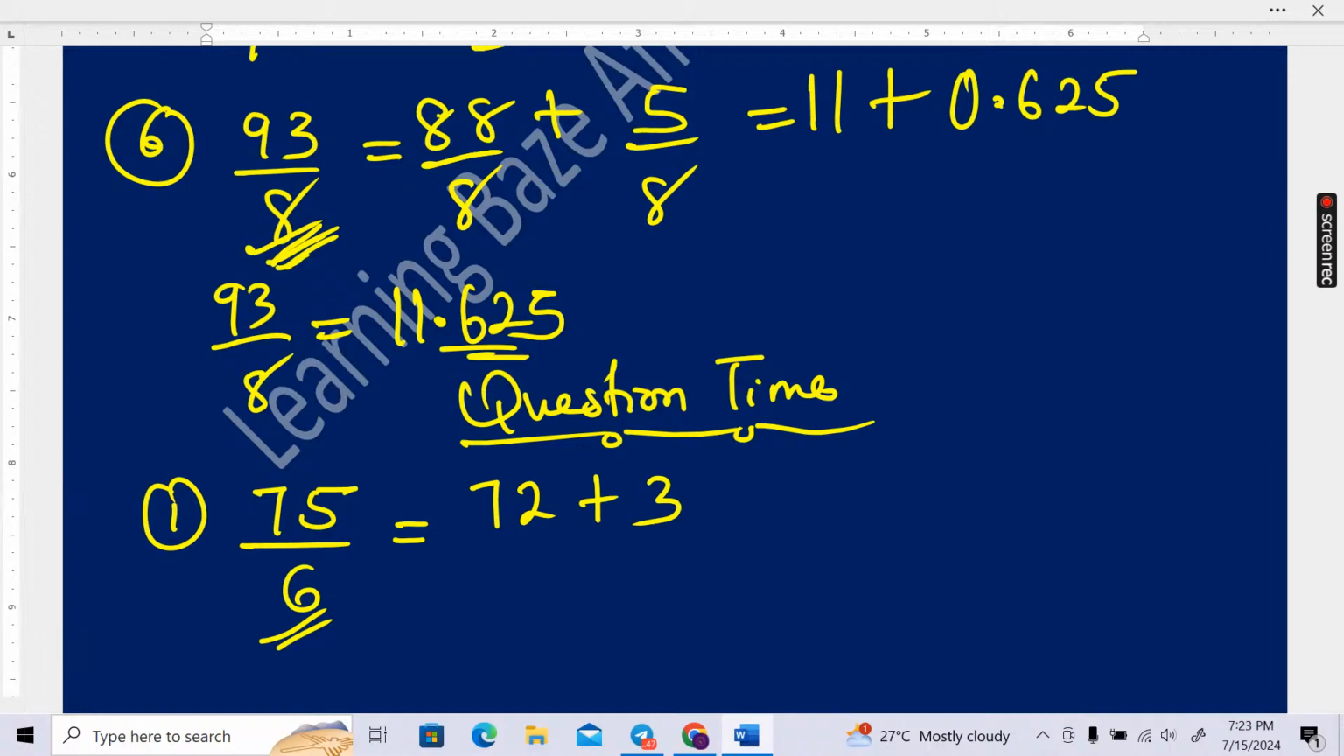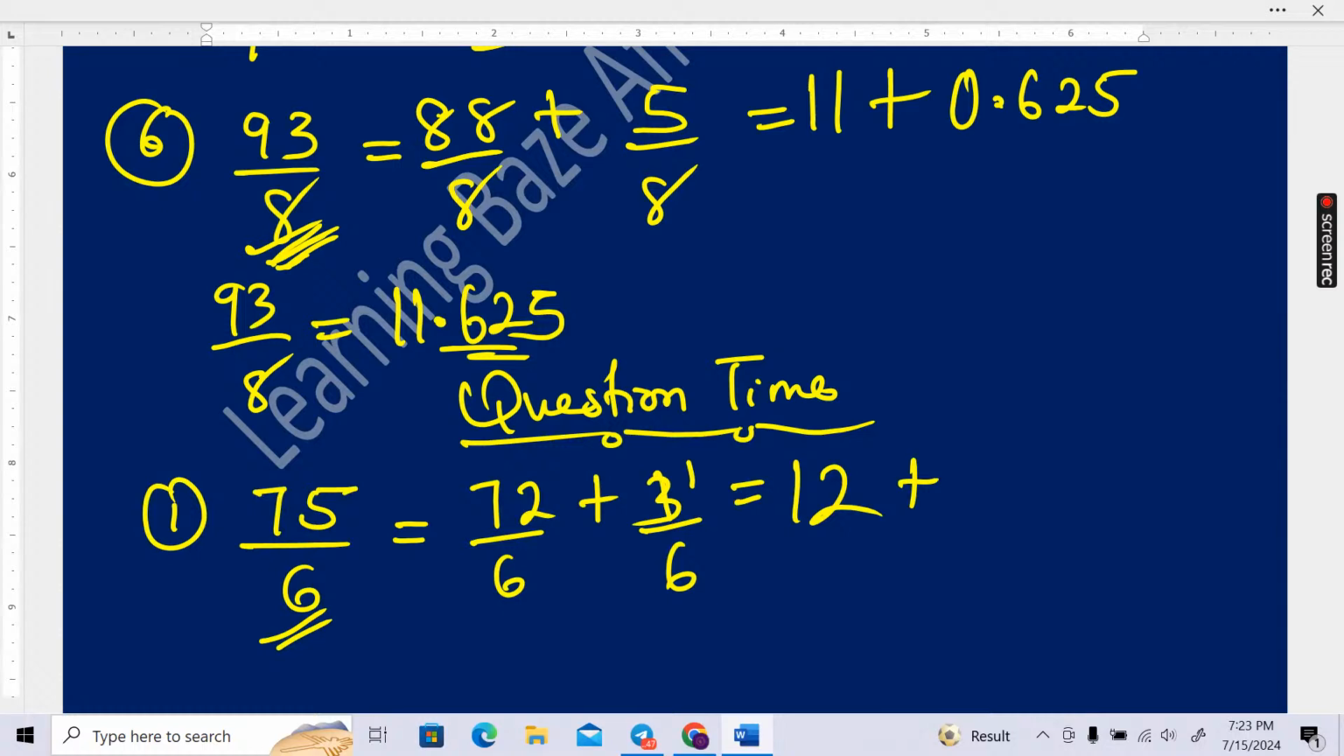72 is a multiple of 6, which means 6 can divide 72. Then here we have 3 over 6. Now, 6 divides 72, which is 72 divided by 6. That will give us 12 plus. Now, 3 over 6 can be reduced to the lowest term.